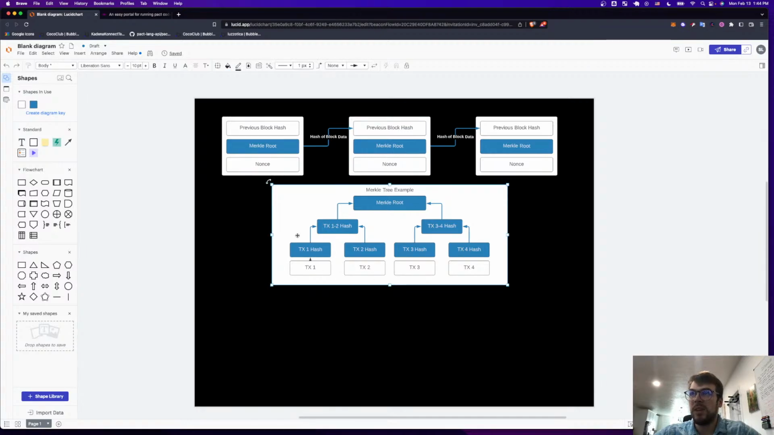So in Bitcoin, when we're storing transactions, we store them in what's called a Merkle tree.